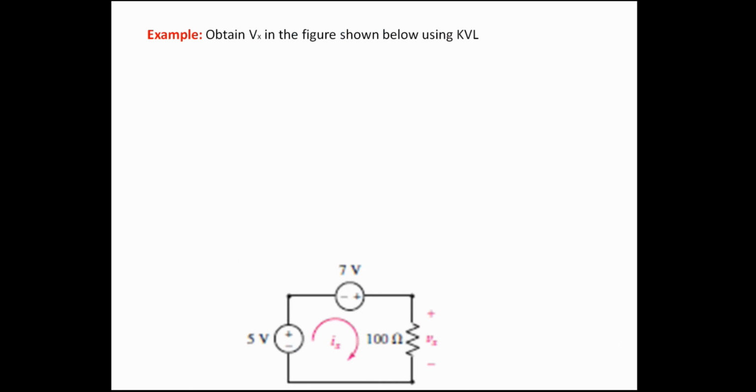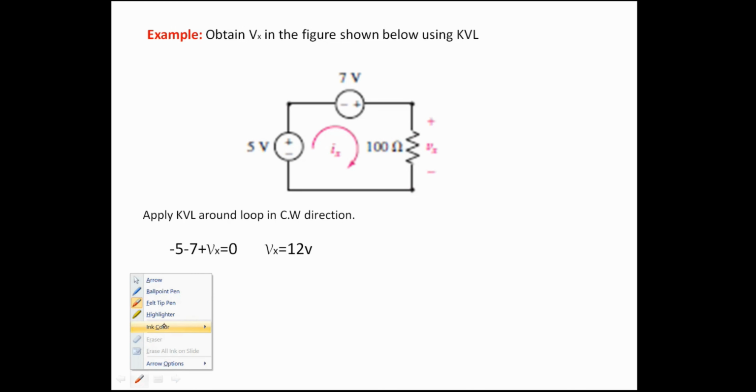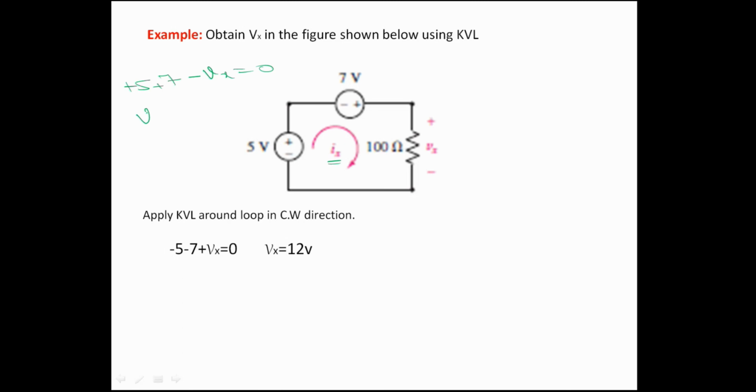Let us look at this another example. Obtain Vx in the figure shown below using KVL. So apply Kirchhoff's voltage law to this loop in the clockwise direction, and you will obtain the equation like this. Since you have taken the clockwise direction of current Ix, this becomes plus 5 volts, and plus 7 volts, and then minus Vx is equal to 0, or Vx is equal to 12 volts. This is what we got here also.